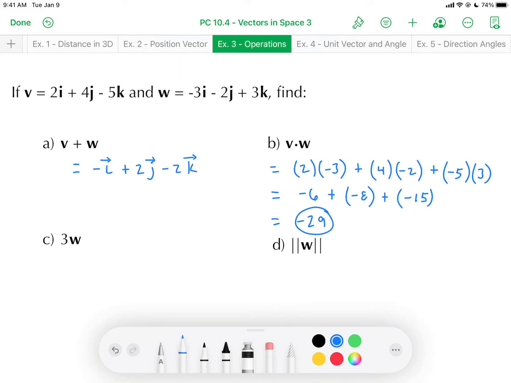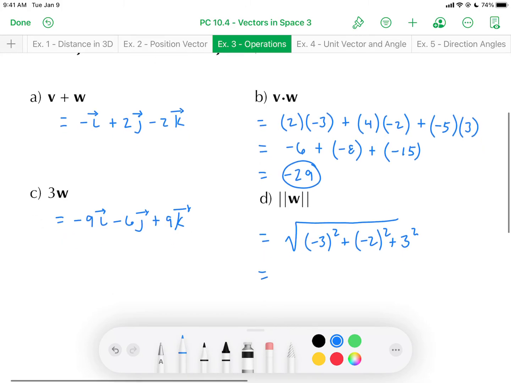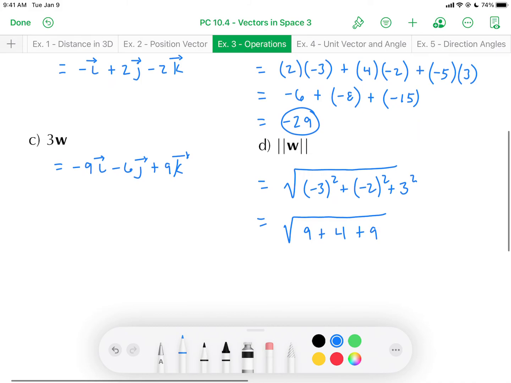Hey, wild guess, what's 3w? You know it. You know it, Roa. Perfect. Multiply each component by 3. All right, and then the magnitude of w, square root of -3 squared plus -2 squared plus 3 squared. So that's going to be the square root of 9 plus 4 plus 9, which is the square root of 22.